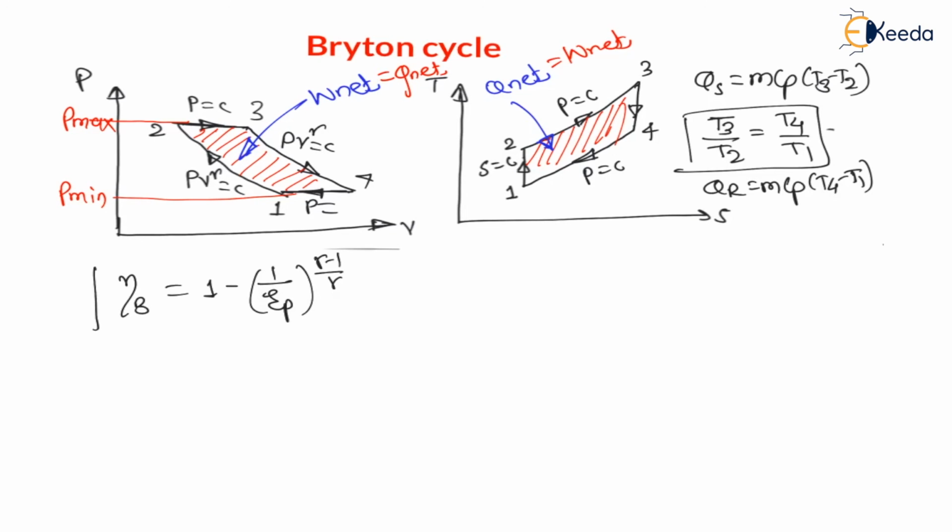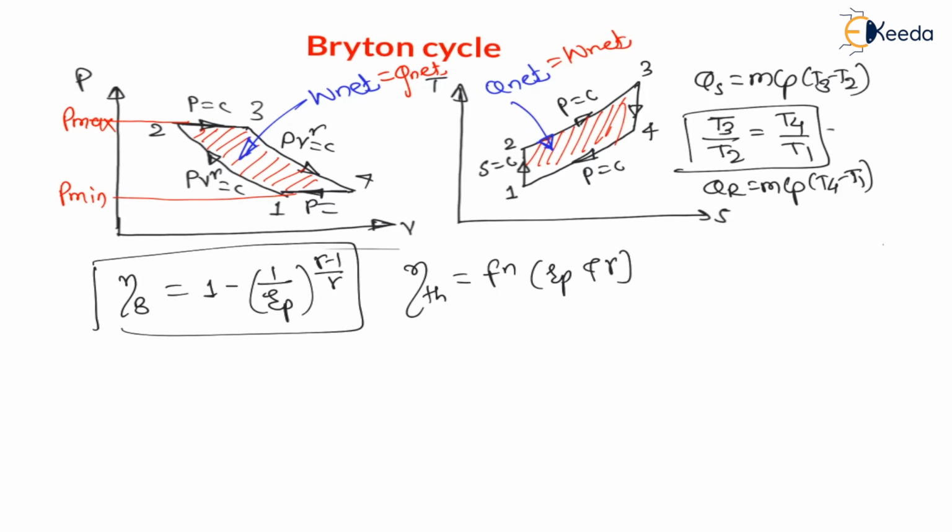Now therefore we can say the thermal efficiency of the Brayton cycle is a function of pressure ratio and gamma, right? Now let us check the effect of operating variables, that is effect of pressure ratio and gamma on the efficiency. Now here, if Rp pressure ratio increases, then this denominator is increasing, therefore 1 upon this term is decreasing, therefore 1 minus this term is increasing. Therefore, as pressure ratio increases, thermal efficiency of Brayton cycle also increases, and as well as the effect of gamma on efficiency.